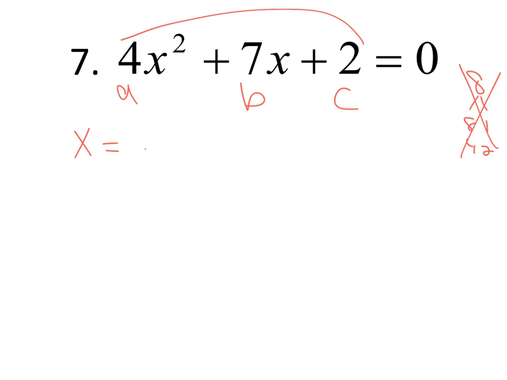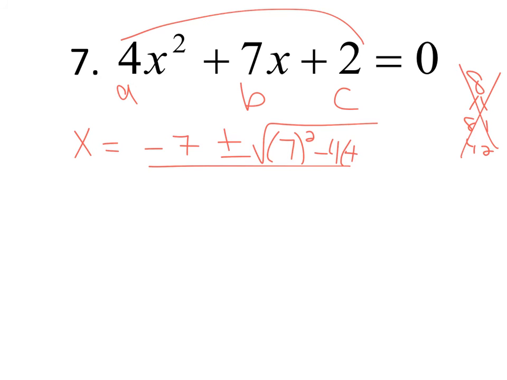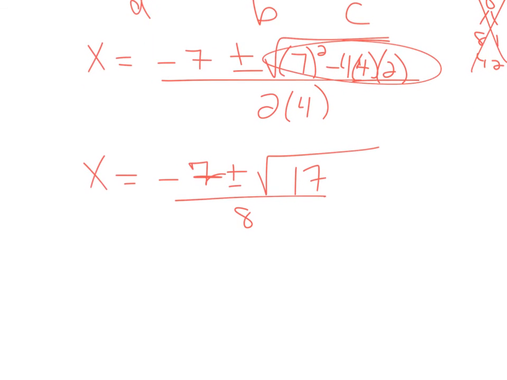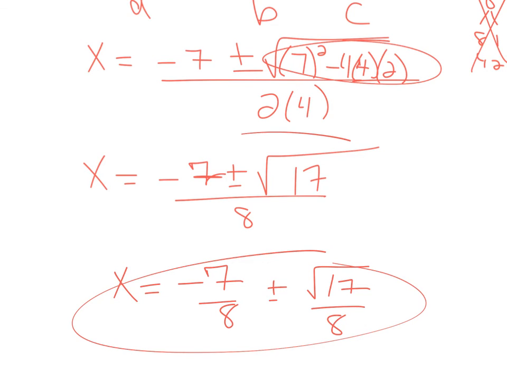X equals negative B, so negative 7 plus or minus the square root of B squared, 7 squared minus 4. A is 1. Oh no, A is 4 in this case. 4AC all over 2A. X equals negative 7 all over 8. Oops. Plus or minus, just type in the inside. Again, just the inside of the radical. And you're going to get 17. And you can share the love and try to simplify. So when you divide each piece by 8, you can see if they reduce. That doesn't reduce, and you cannot reduce this, so this will be your final answer. Or this, because they don't reduce.